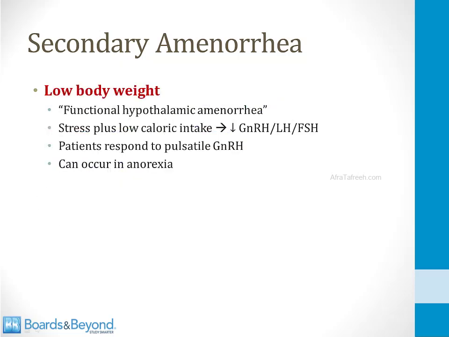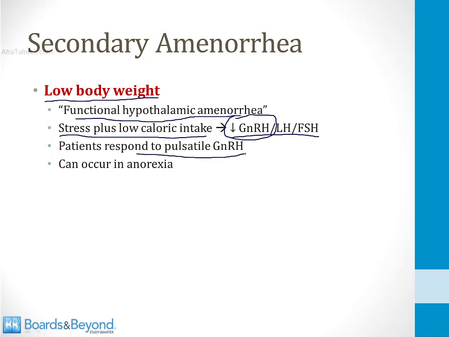Another cause of secondary amenorrhea is very low body weight. This is called functional hypothalamic amenorrhea. It's believed that stress and cortisol levels plus low caloric intake lead to low GnRH levels, which leads to low LH and FSH levels. It's important that you know that the problem is as high up as the hypothalamus. The GnRH level will be low, and this problem improves when women are administered pulsatile GnRH, indicating that the problem begins in the hypothalamus. And this is classically seen in women who are anorexic.